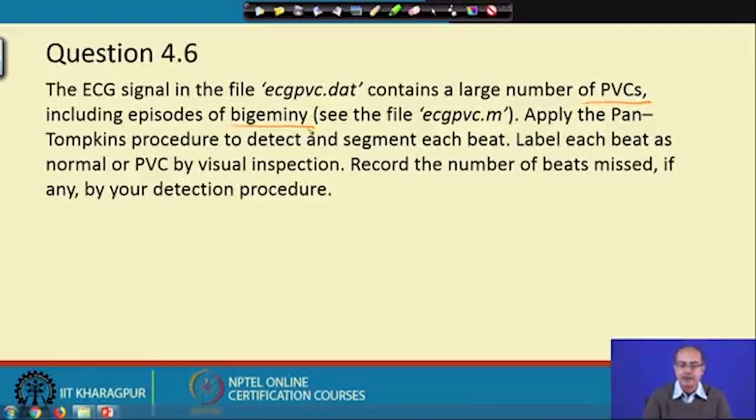Now, what we are asked is to apply the Pan-Tompkins algorithm to detect and segment each beat. So we get the idea of how the Pan-Tompkins algorithm is successful in detecting the QRS complexes and segmenting those beats. Then label each beat as normal or PVC by visual inspection. Once the beats are labeled, it is possible to suggest which cycle is normal and which cycle is PVC, and record the number of beats missed, if any, by your detection procedure. So if any beat was missed, that also should be noted.